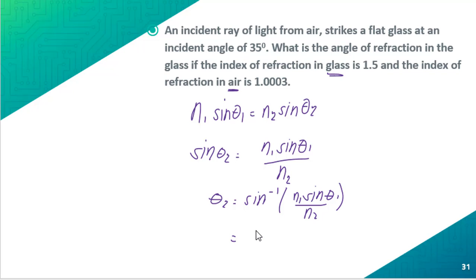So let us now substitute the given. We have inverse sine. Again, our n1 is air, so you have 1.0003. Then the incident angle is 35 degrees, so you have sine 35 divided by n2, which is the index of refraction in glass, 1.5. Okay? So let us solve so that we can get angle theta 2.